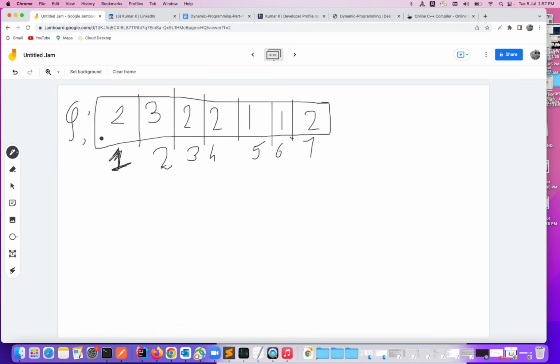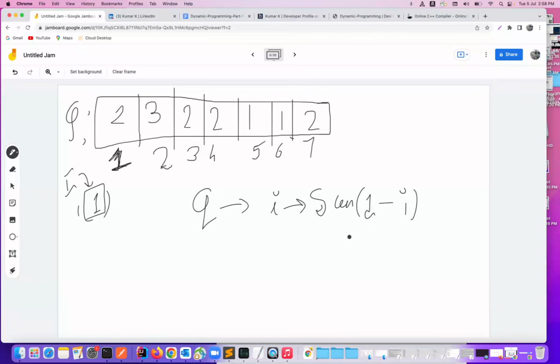The question is we are given an array 2, 3, 2, 2, 1, 1, 2, and these are the indexes. Let's consider one-based indexing. We are not starting from 0, our index starts from 1. So on index 1 there is the number 2, then on index 2 there is the number 3, then 2, 2, 1, 1, 2. Now the question is that we will be given q queries. In each query we will be given an index I. For this index I, you have to tell the sum of all numbers from 1 to I.